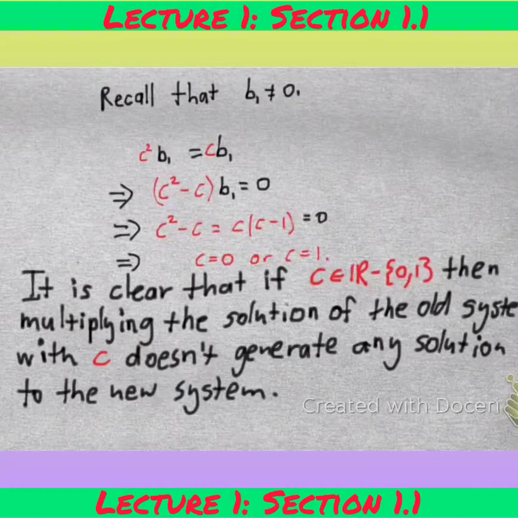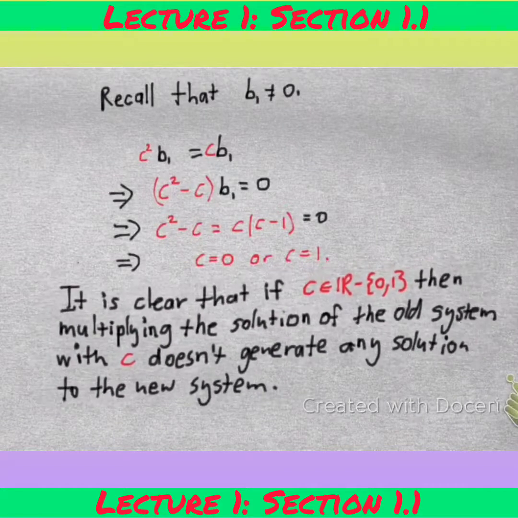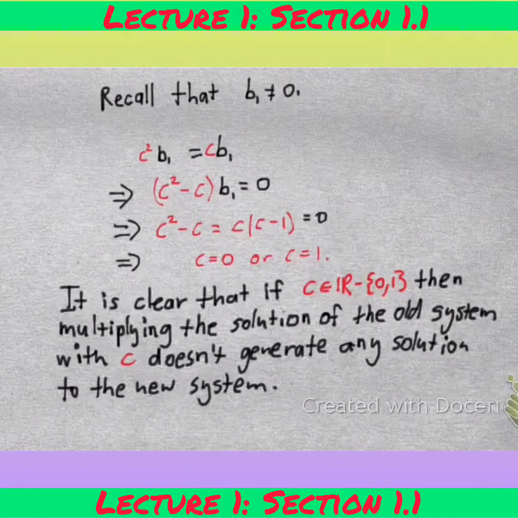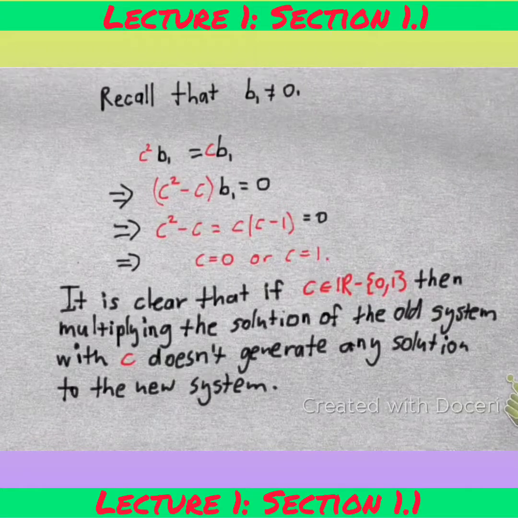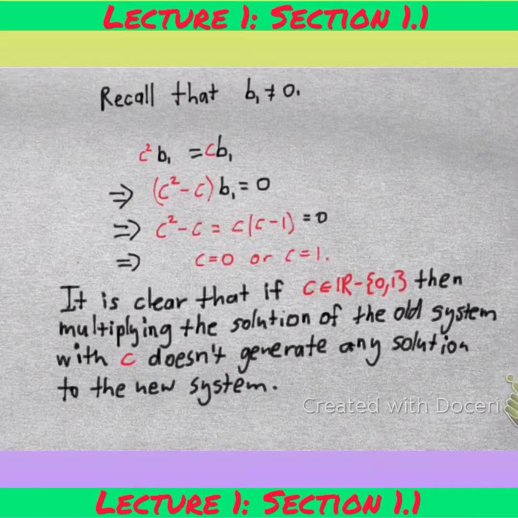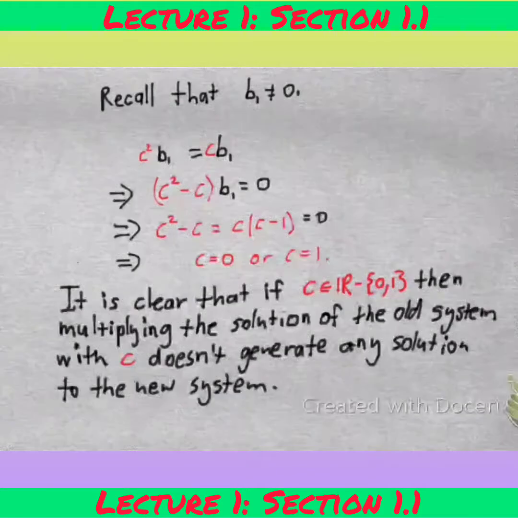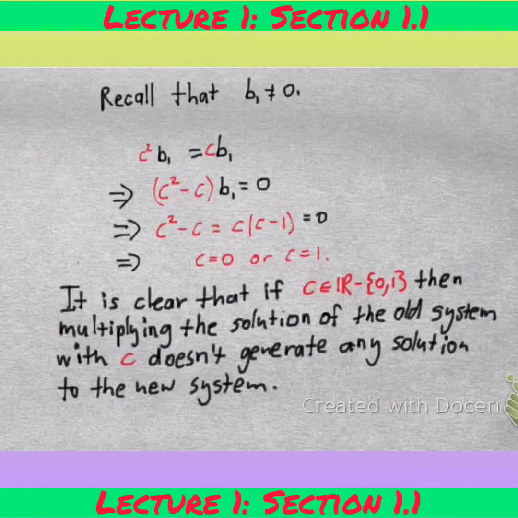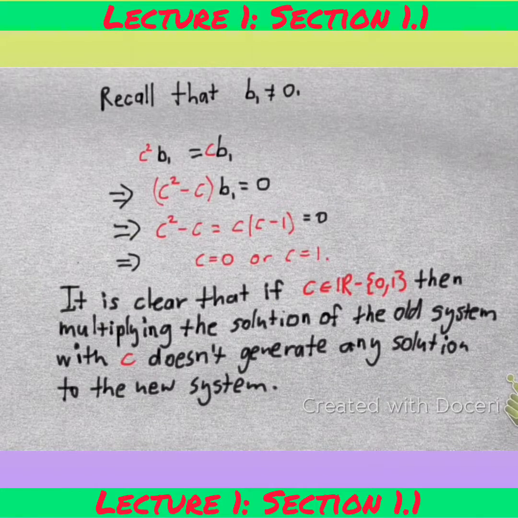So saying that in words, basically, it is clear that if c is any real number except 0, 1, then multiplying the solution of the old system with c doesn't generate any solution to the new system. So you can certainly not generate all the solutions to the new system. We cannot generate any. So that statement is clearly false.